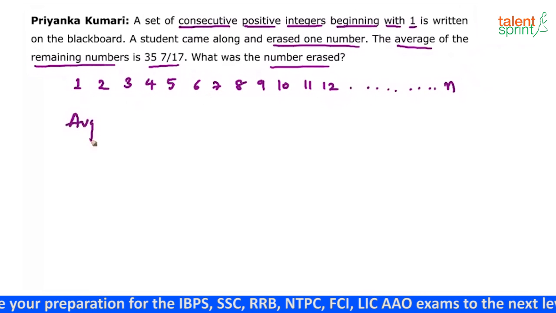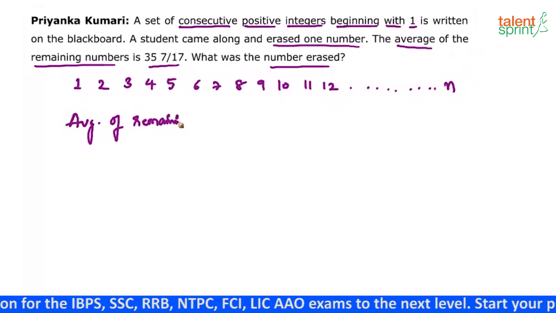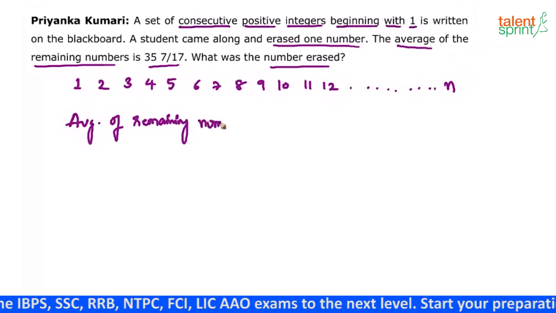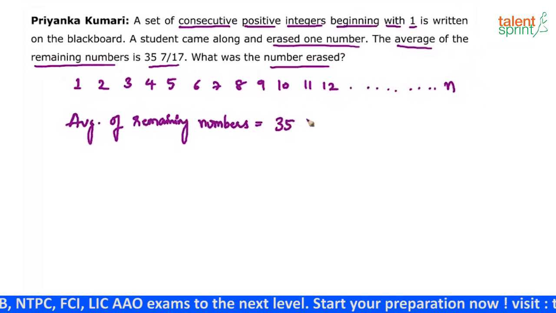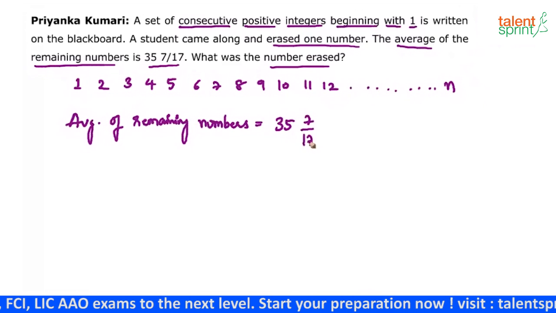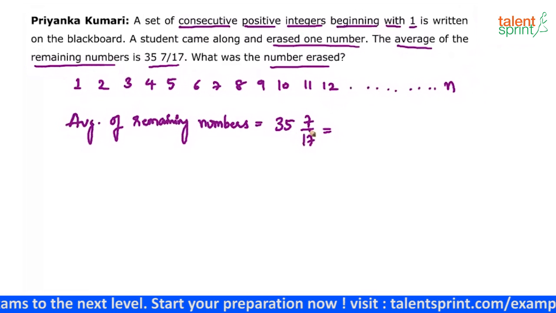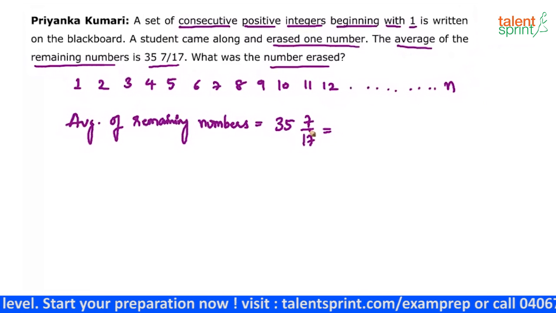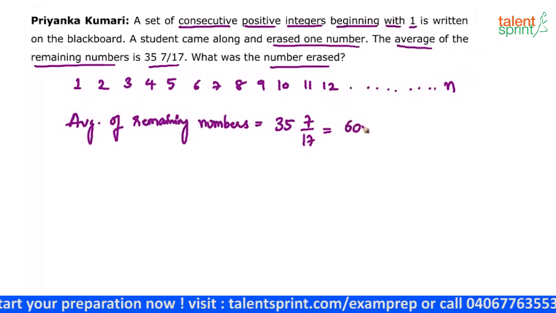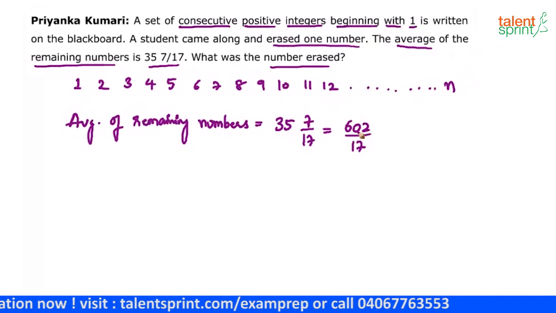Now look at the average of the remaining numbers. The average of the remaining numbers is equal to 35 7 by 17. Let's try to solve this 35 7 by 17. 35 into 17, how much will that be? 700 minus 105, so it's 595. 595 plus 7 is 602. I'm converting this to an improper fraction, right? 602 by 17. So the average of the remaining numbers is 602 by 17.